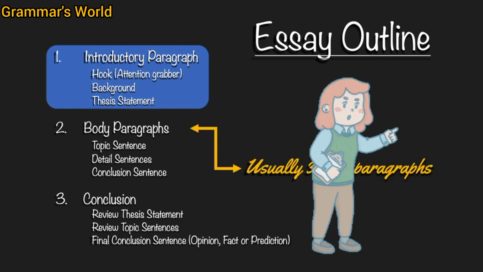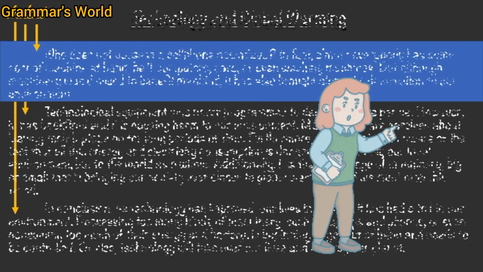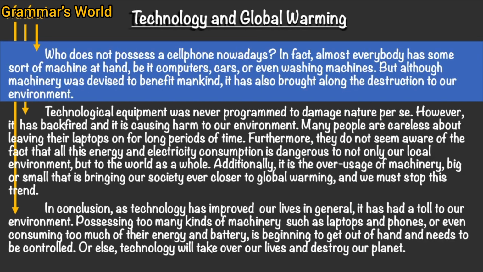There are some key components you might want to cover in your discussion. First of all, introduction; next, body paragraph; and then we will discuss conclusion. Introduction. Who does not possess a cell phone nowadays? In fact, almost everybody has some sort of machine at hand, be it computers, cars, or even washing machines. But although machinery was devised to benefit mankind, it has also brought along the destruction to our environment.